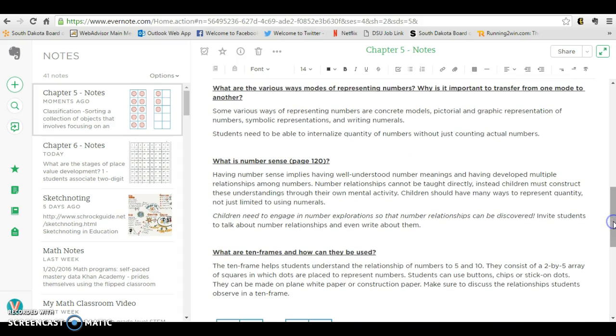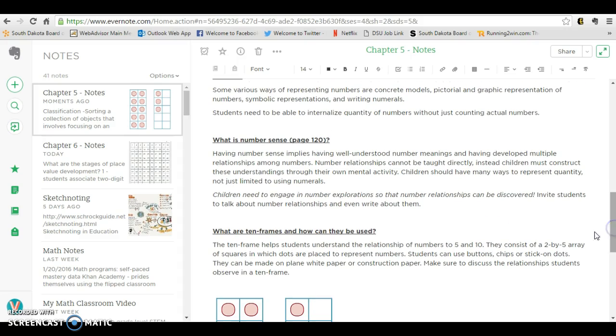Number sense is having a well understood number meaning and having developed multiple relationships among numbers. They can't be taught directly, and students must construct these understandings through their own mental activity. And so a tip, they said they need to be engaged in number exploration so that number relationships can be discovered. So you can do this as a teacher by talking about number relationships or asking them to talk about it, or even have them write about it.